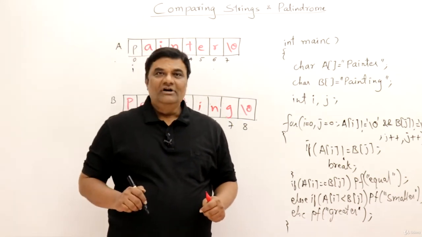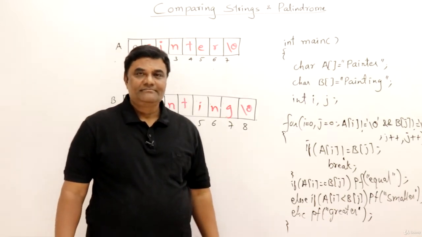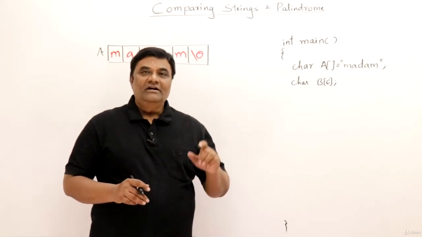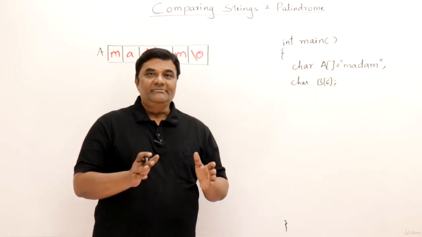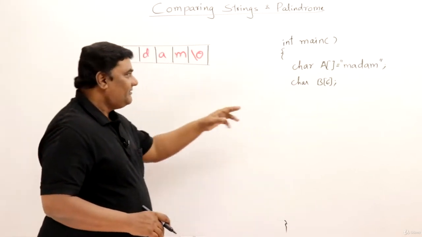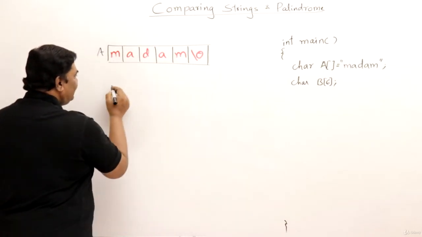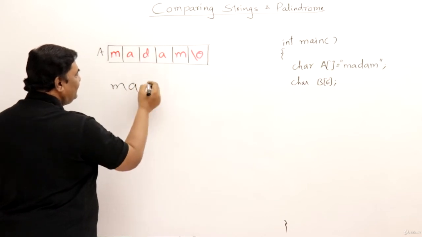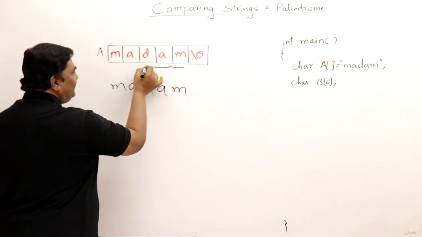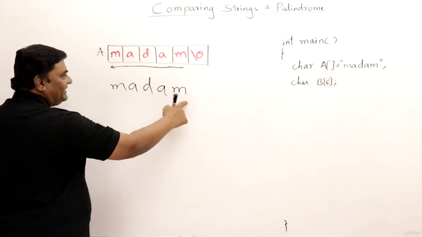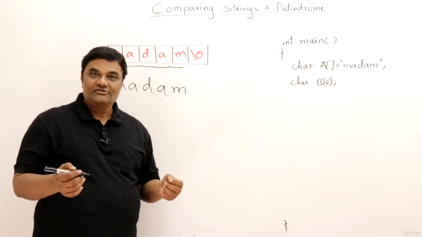Now next I will show you what a palindrome is and how to check whether a string is a palindrome or not. A string is said to be a palindrome if you reverse the string and it remains the same. For example, I have a string here, that is madam. If I reverse it, first I write M, then A, then D, then A, then M. So I have M, A, D, A, M, madam. It has formed the same thing again. So if you reverse a string and it remains the same, then it is a palindrome.